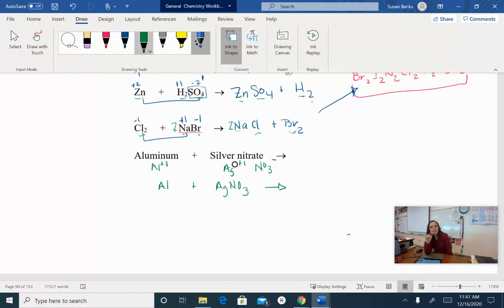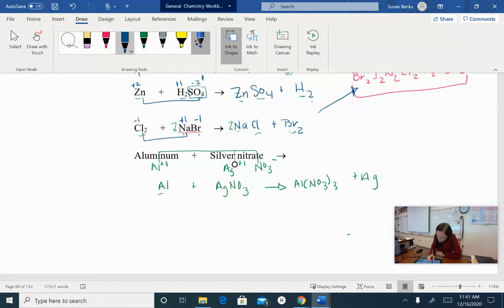Okay, next question. Do I have 2 positives that can switch places, or do I have 2 negatives that can switch places with each other? I have 2 positives. So the aluminum is going to get together with the nitrate. What ratio do I need? +3 plus 3 -1s is going to get me to 0. So I need 1 aluminum and I need 3 nitrates. And then silver is going to be off by itself. Okay, notice all of these. We're switching one element out for another. Okay, so let's go back and balance this.